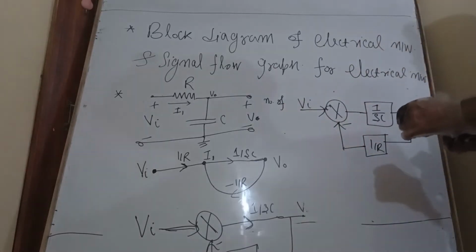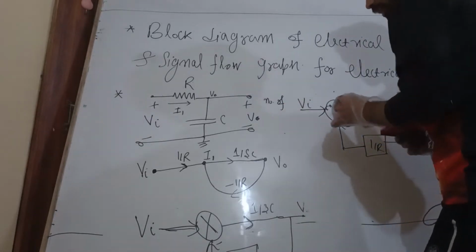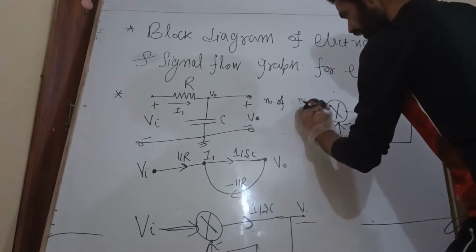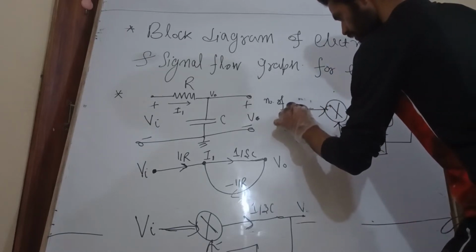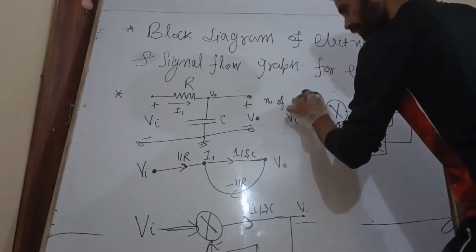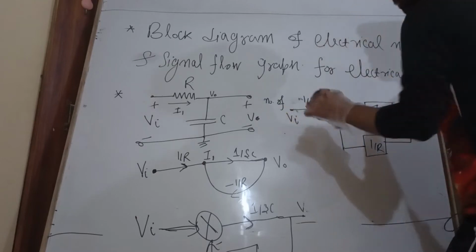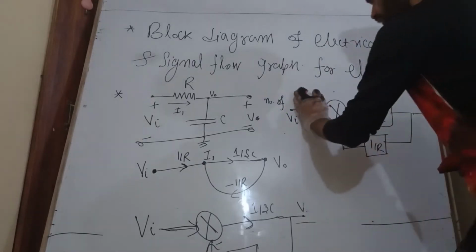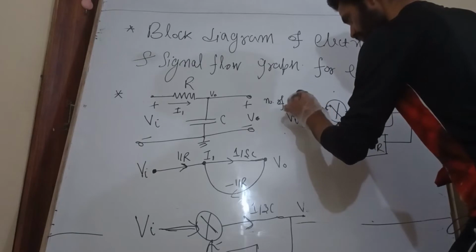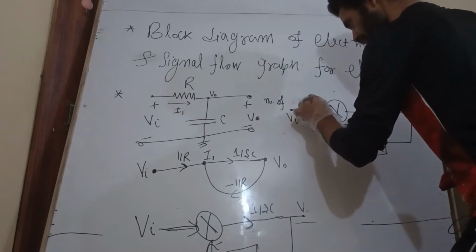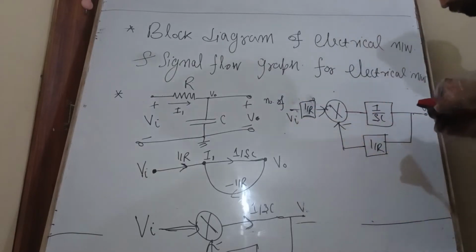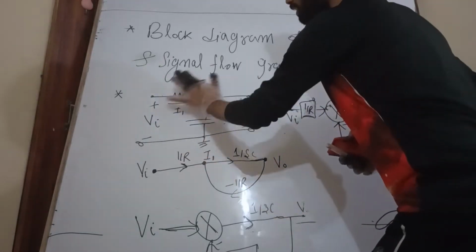Okay, now see, the gain here from Vi is 1 by R. So there is also a block of 1 by R. Okay, 1 by R. So this is the representation.